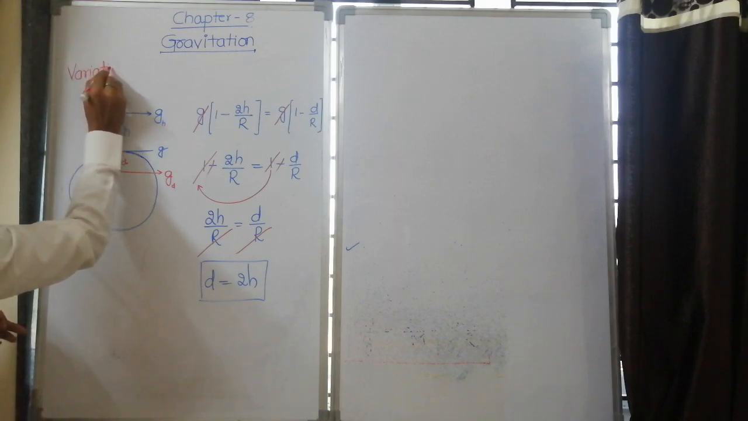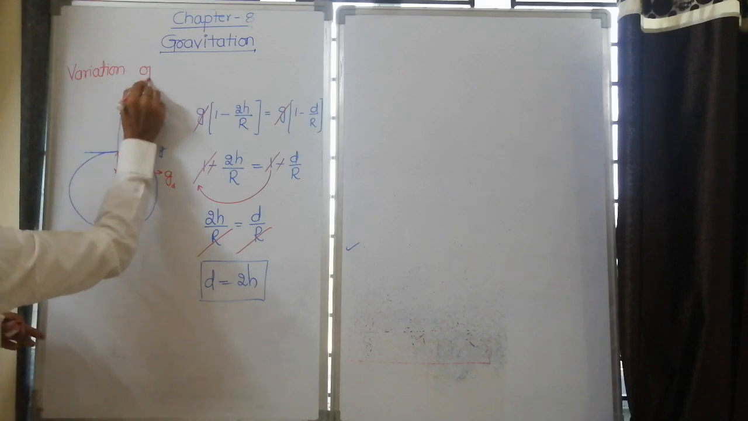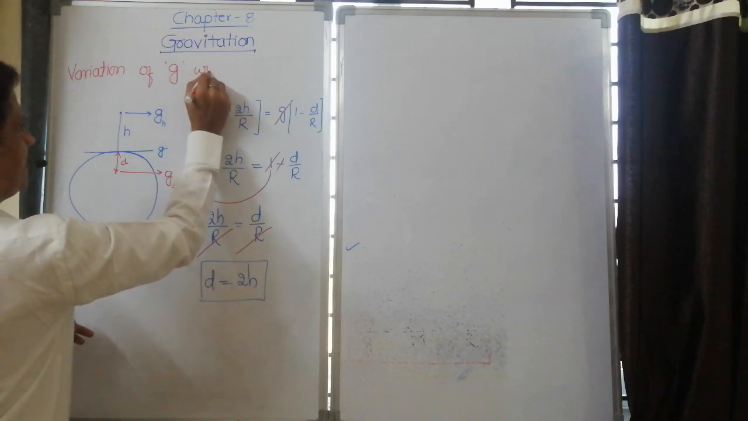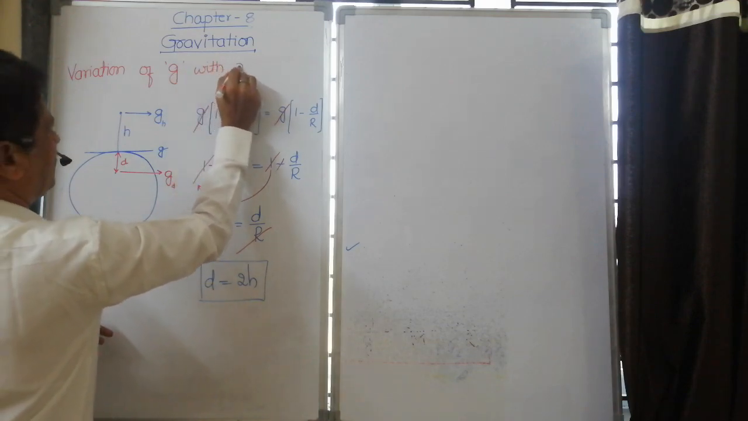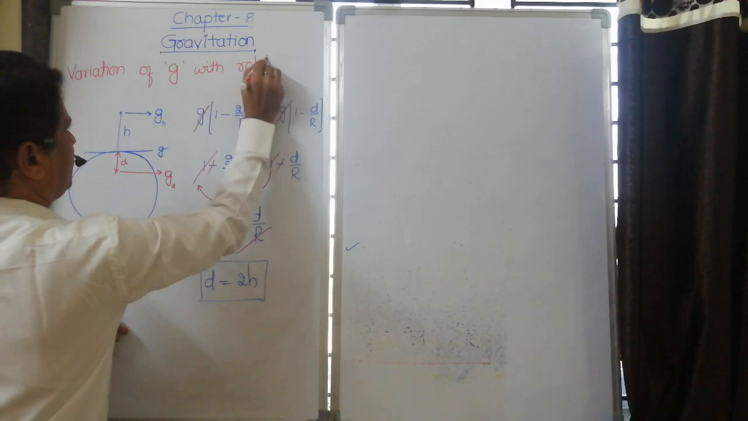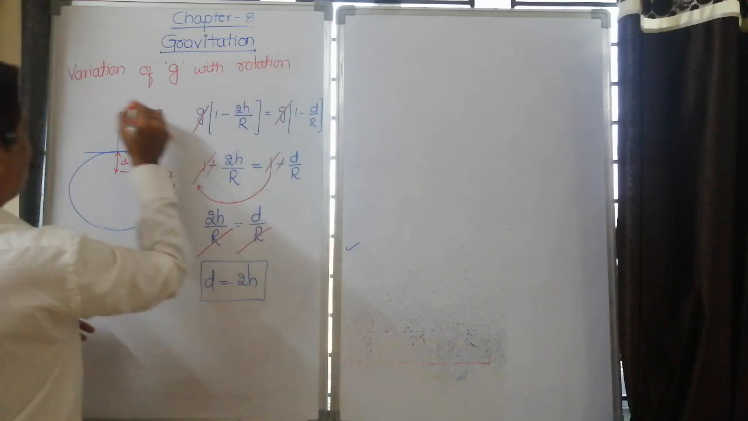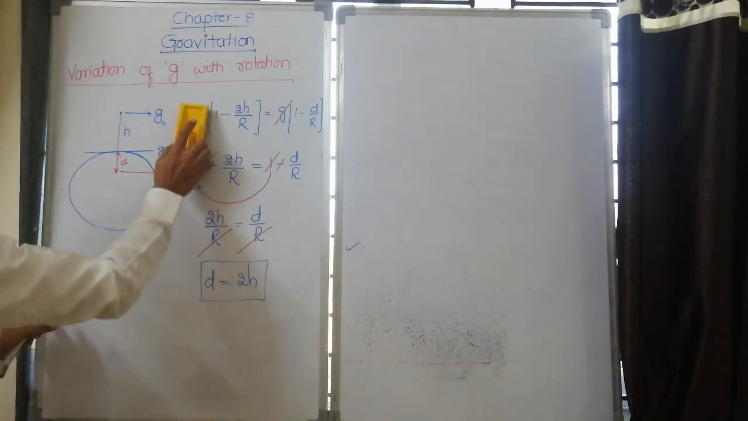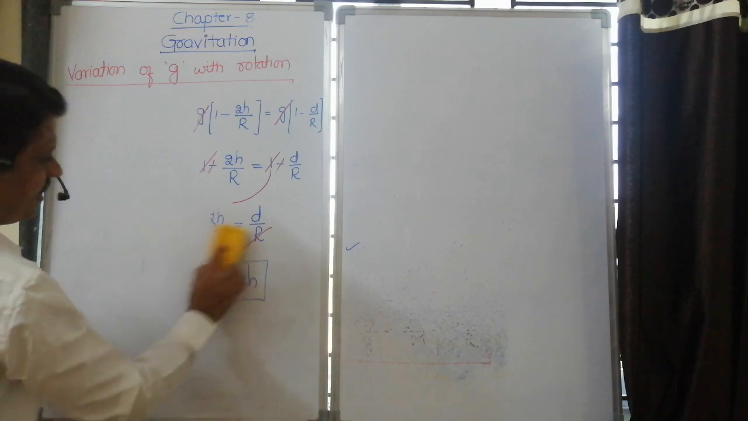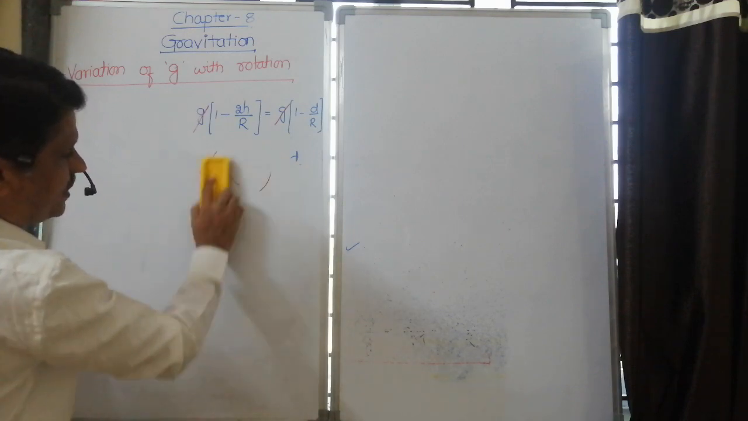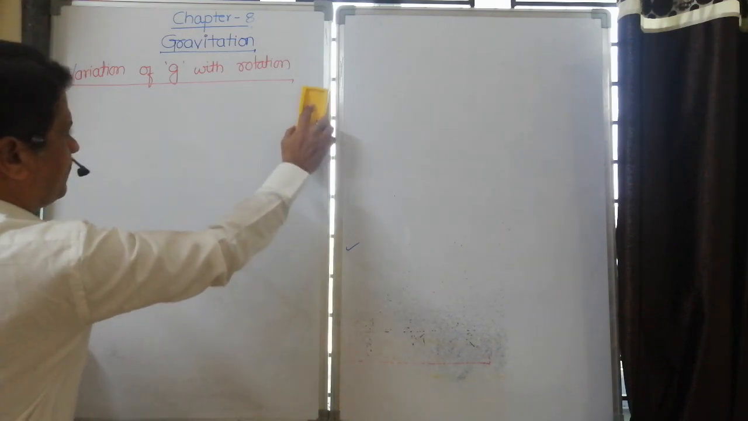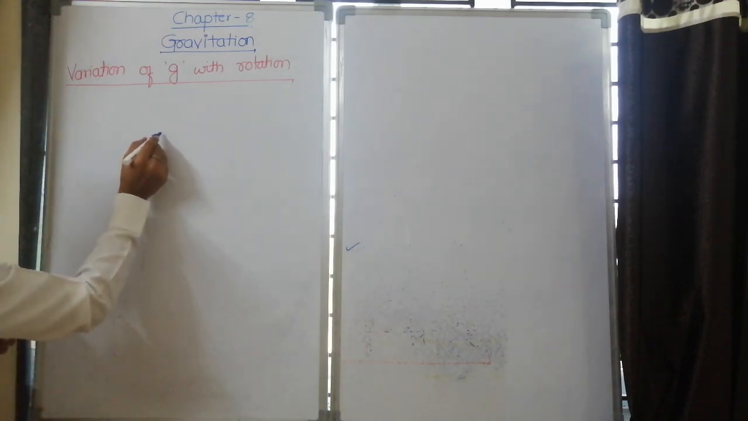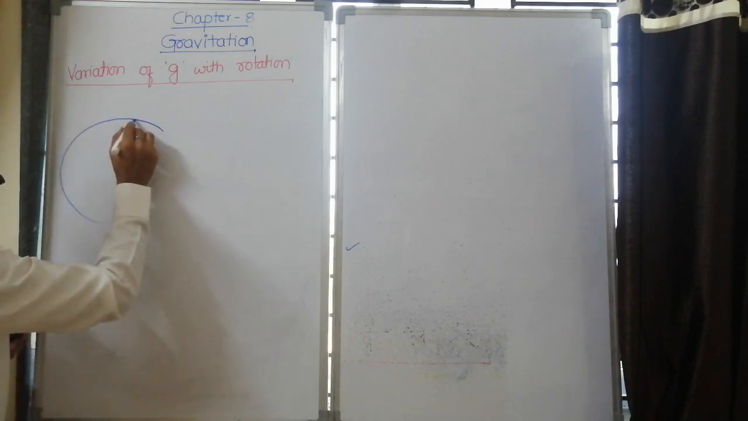Next is variation of g with rotation of earth. As today we know, earth is rotating with a time period of 24 hours. So because of this rotation of earth, there is a change in g.